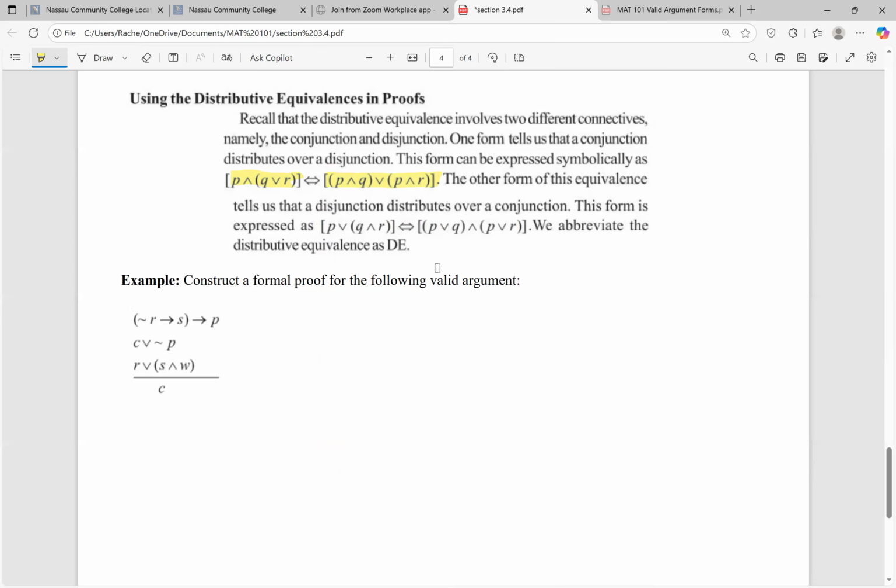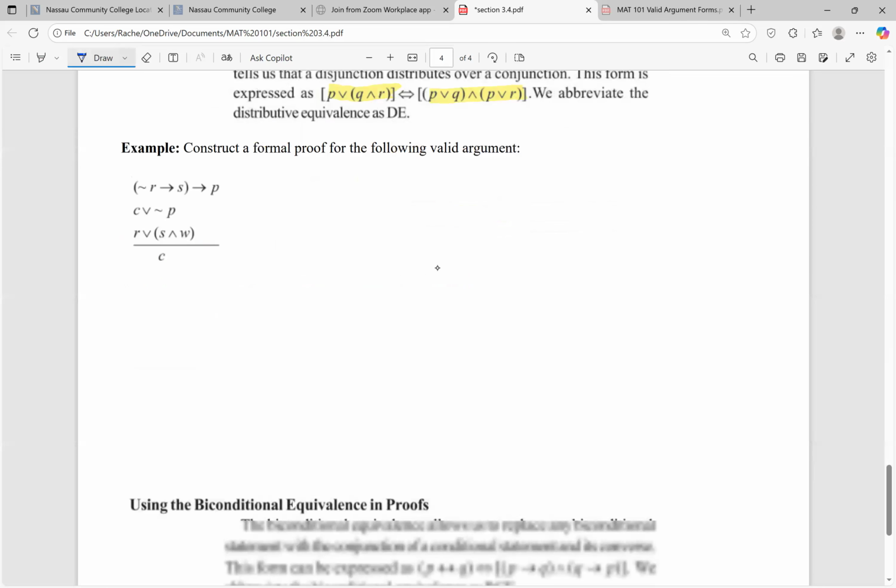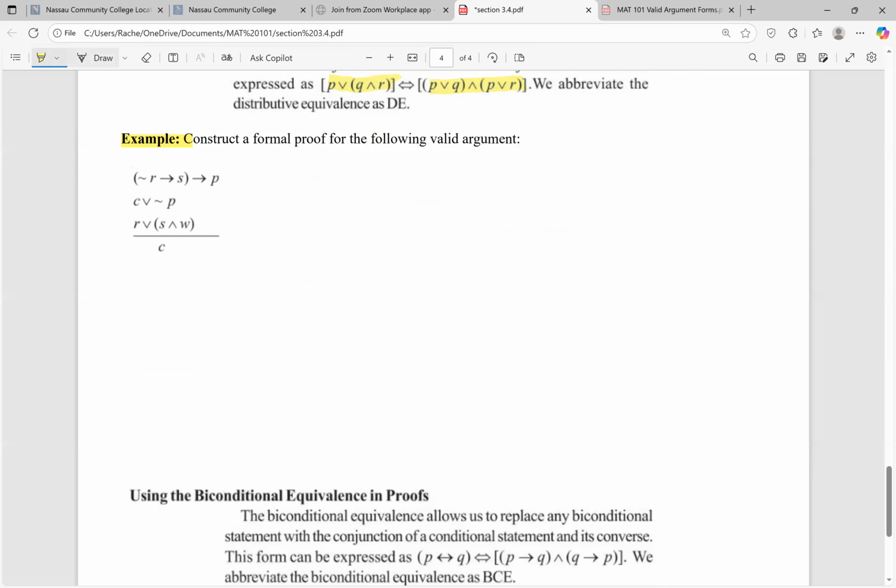Or if I have P or, and then a conjunction, let's say Q and R, I could write that as P or Q and P or R. So let's be on the lookout for that distributive property that we might be able to use. So let's go ahead and construct a formal proof for this example, the argument that's in this example. So let's set up our statements and our reasons.